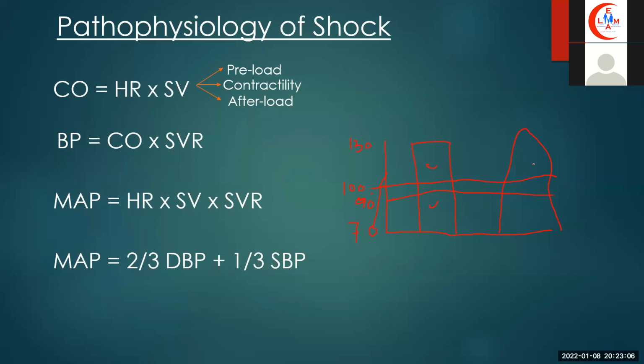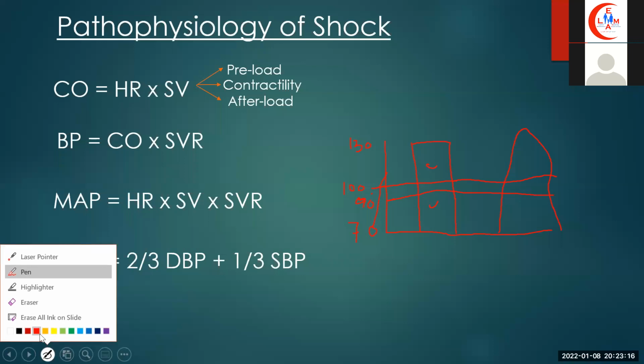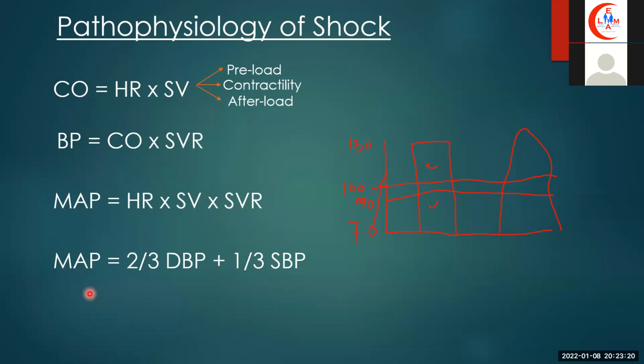Oops. So 90. So this space is equal to this space. So that's why the mean arterial pressure is 2/3 of the diastolic plus 1/3 of the systolic. And it's very important to keep the mean arterial pressure equal to or more than 65 in order to have a good flow of blood and good oxygenation to the tissue.